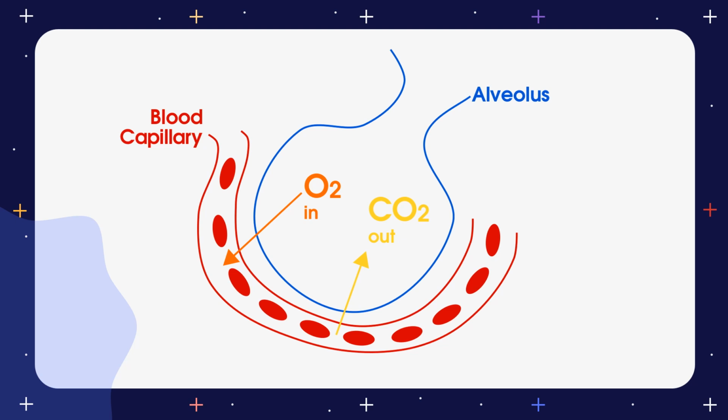So oxygen will diffuse from the alveoli into the blood capillary from high concentration to low concentration, and carbon dioxide will diffuse from the capillary into the alveoli, also moving from high concentration to low concentration, because the blood in the capillaries is deoxygenated blood, so it will be rich in carbon dioxide and poor in oxygen. So oxygen will be taken in and carbon dioxide will be given out by diffusion.